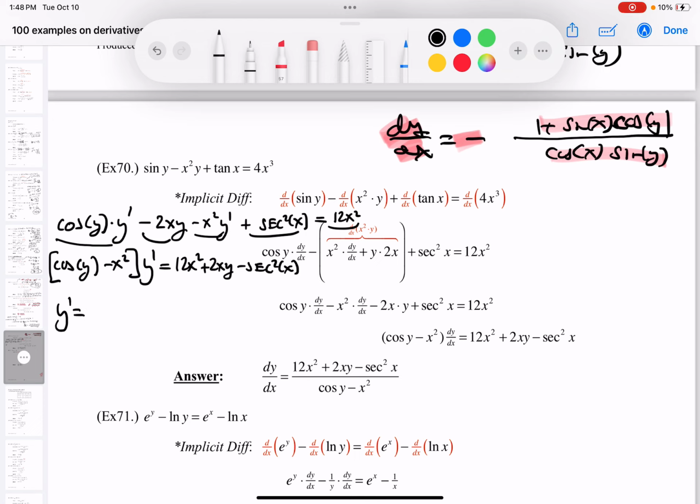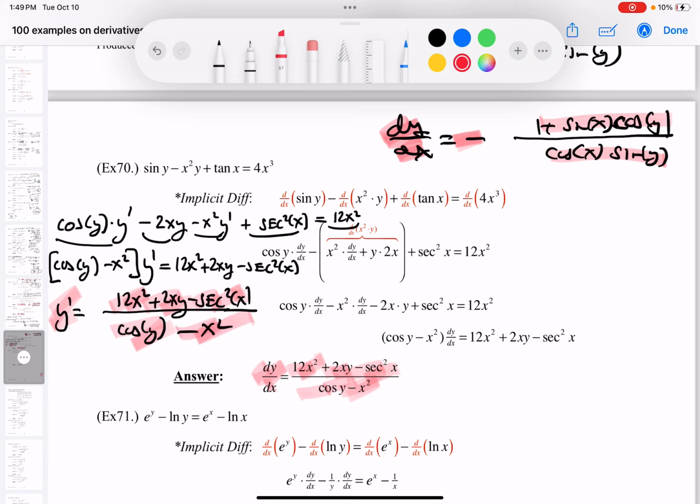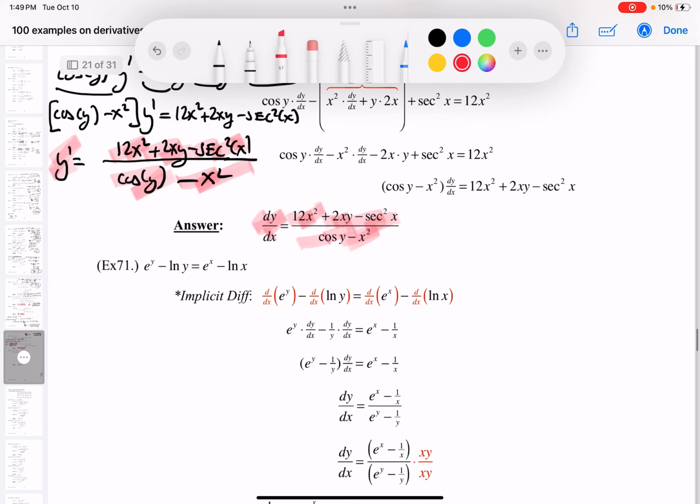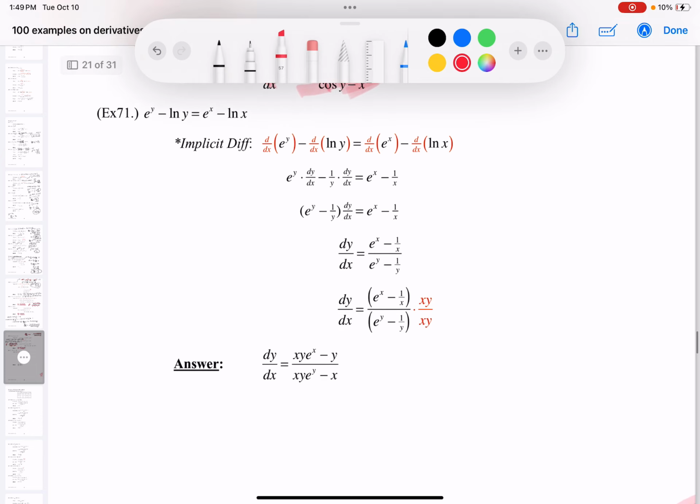Well, what's y prime going to be? 12x squared plus 2xy minus secant squared, and I'm bottoming at cosine of y minus x squared. Let's see what they wrote down. And they write the same thing down. So dy dx is y prime. I got the 12x squared, 2xy, minus secant squared, cosine y, minus x squared. You notice I'm not even looking at the work, by the way. I'm kind of looking at the answer, and I think that's probably a good way to go. If you're not getting the answer, though, it's probably in your interest to look at the work. Really is.